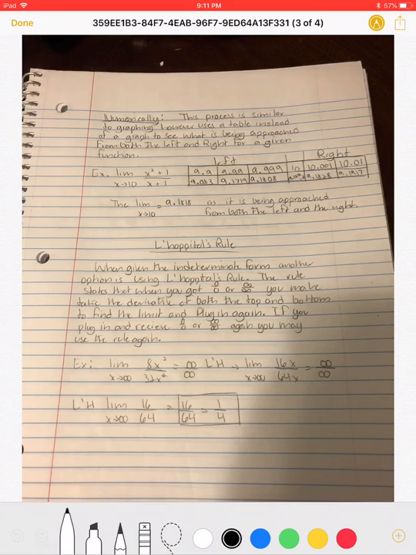The third method of taking the limit of an equation is numerically. This process is similar to graphing, however, it uses a table instead of a graph to see what is being approached from both the left and the right for a given function.